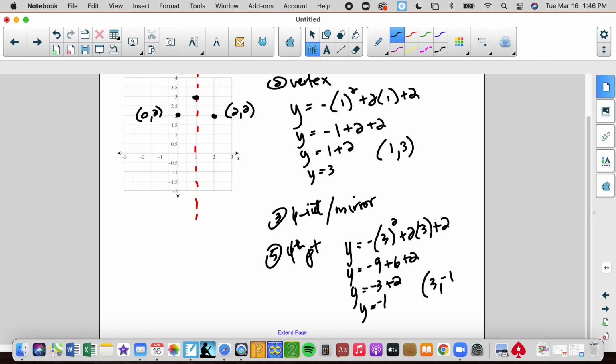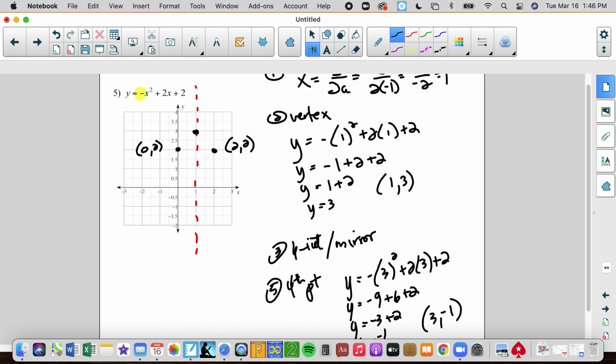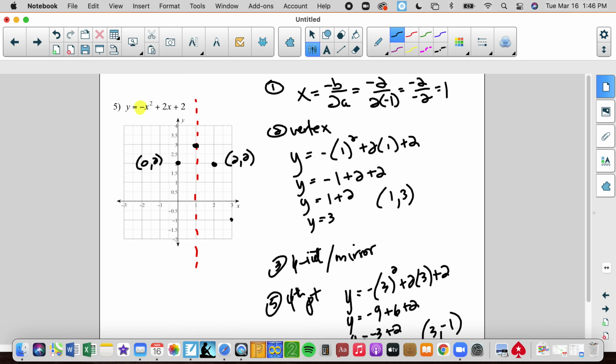We get 3, negative 1. 3, negative 1 takes me there. That is 1, 2, 3, 4 away. So 3, negative 1, and this is negative 1, negative 1. I have 5 points. Those should be the 5 points that you have.